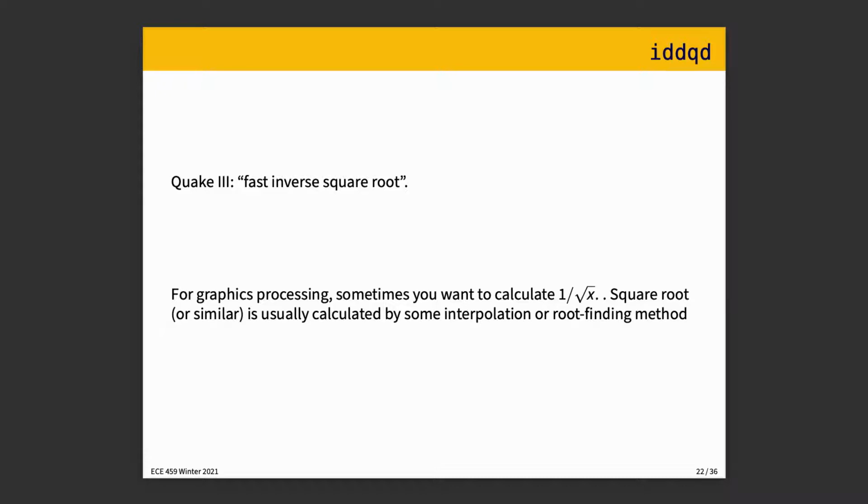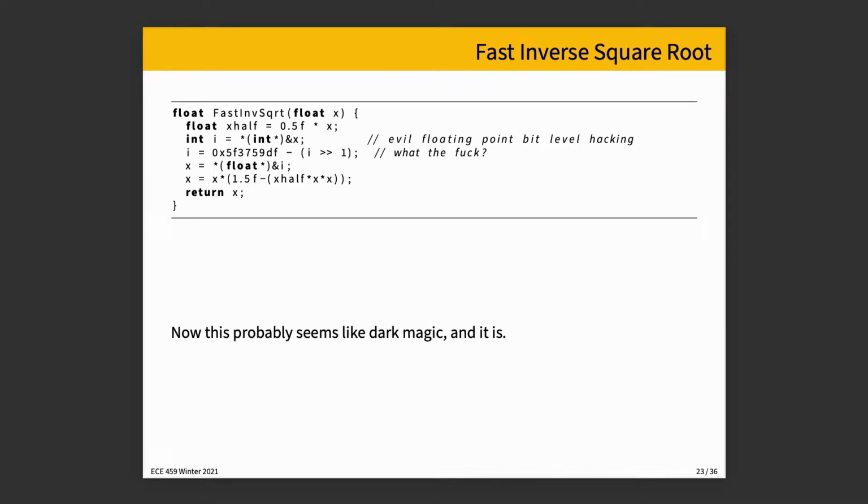Squaring things is straightforward. You just multiply a thing by itself. Adding is straightforward, but finding a square root is usually slower than that, because you have to do some number of iterations, and how many iterations are we going to do? And it's not that fast.